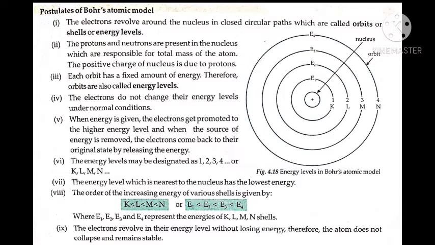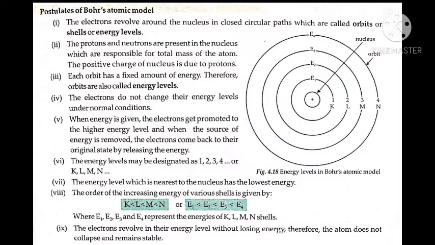Each orbit has a fixed amount of energy. Therefore, orbits are also called energy levels. The electrons do not change their energy levels under normal conditions. When energy is given, the electrons get promoted to a higher energy level, and when the source of energy is removed, the electrons come back to their original state by releasing the energy.